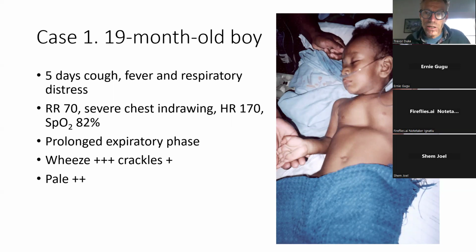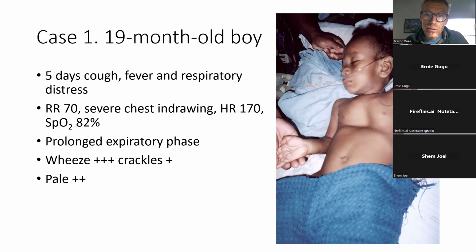This is a very common clinical finding, but often missed by doctors and nurses who haven't learned how to assess the phases of breathing in and breathing out. So I want you to practice that and learn how to assess for prolonged expiratory phase, which indicates expiratory airflow obstruction. The child also had wheeze.